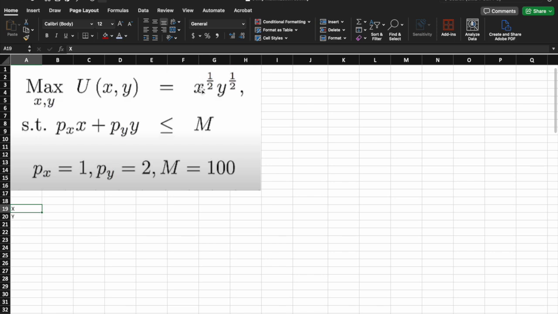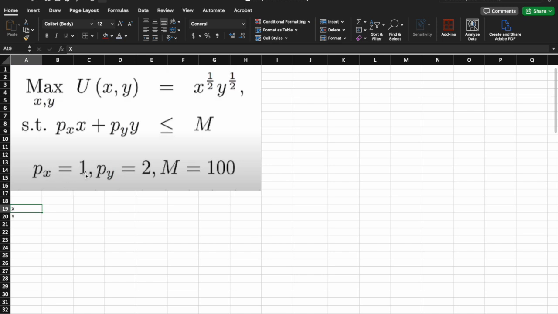And we want to maximize utility, and we choose the maximizing quantity of X and Y such that we're subject to price of X times X plus the price of Y times Y is less than or equal to our budget. So in this case, our budget's going to be 100, and so we want it to be less than or equal to. Now we also have some yellow information here.